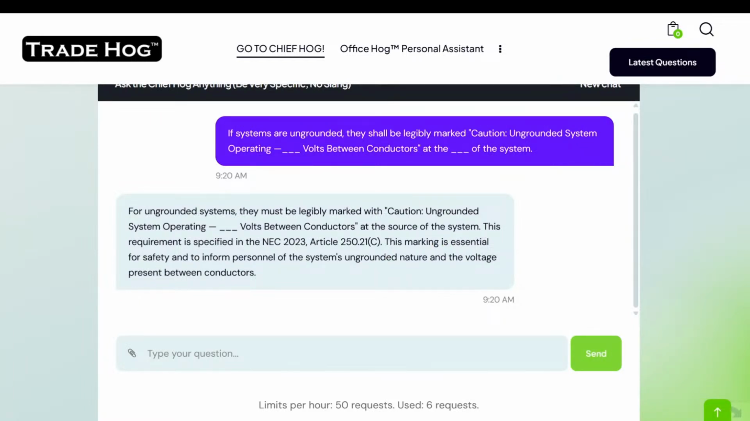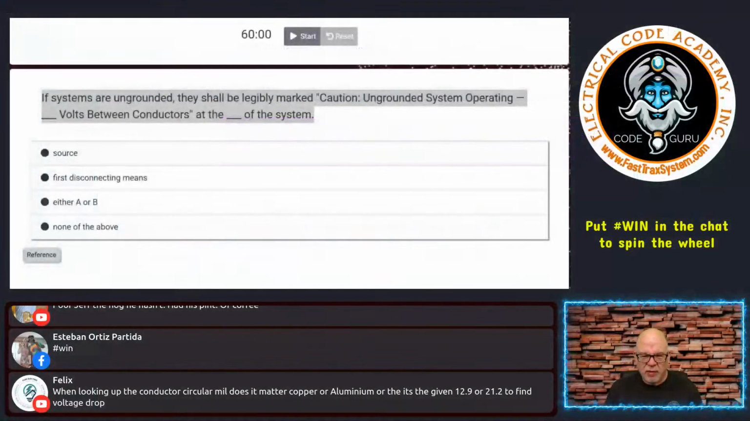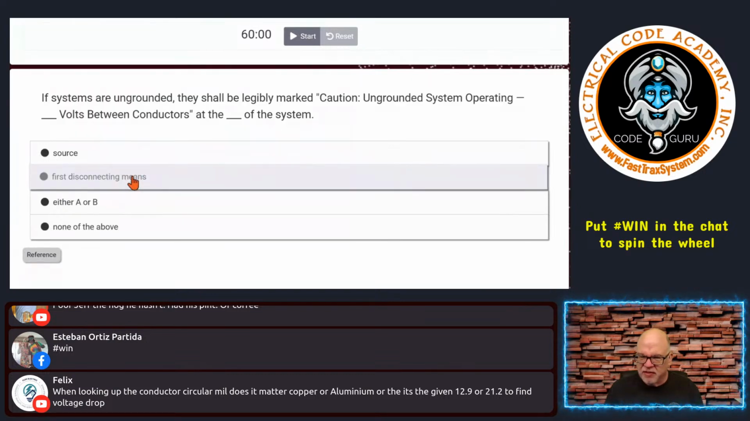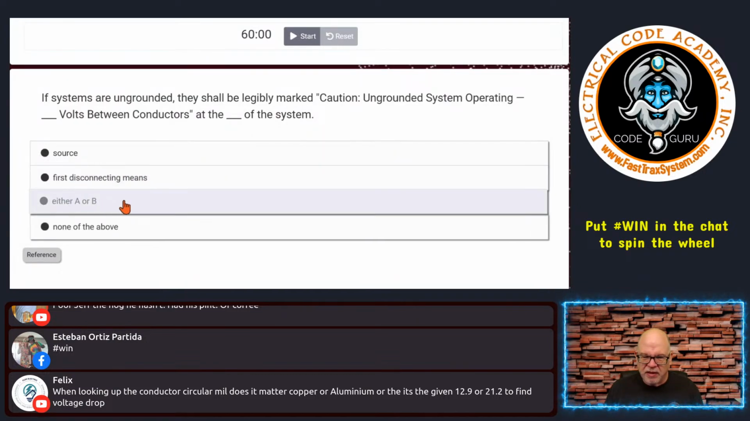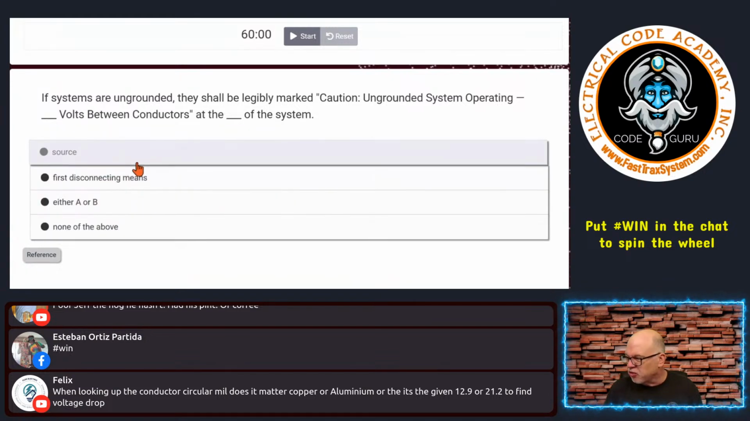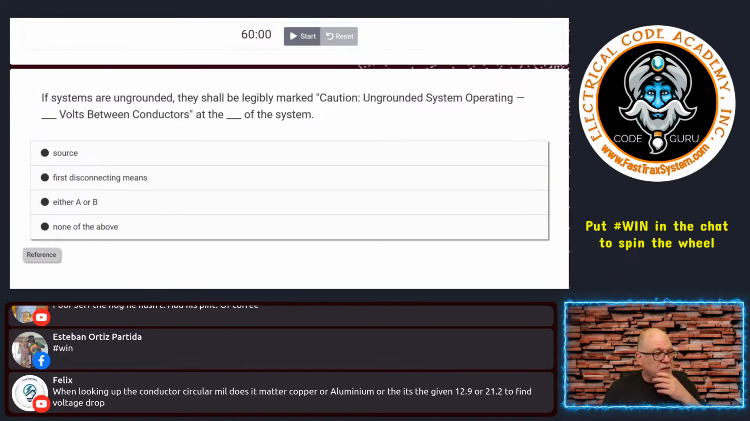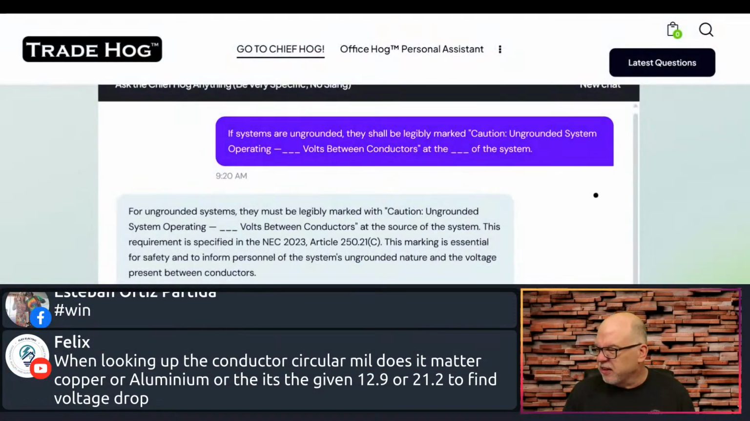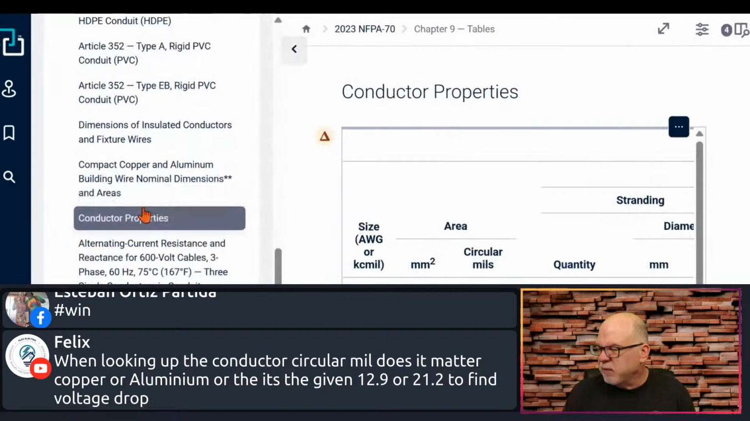So let's go back to the question real quick. So we have an option of source. We had an option of first disconnecting means. Now we have either A or B, no, or none. Well, we saw that it said source, right? But the hog also gave us what? The hog also gave us code references, right? In 220.21, okay? So let's see here. It gives us some code references to go look at. 220.21c. So we'll go here real quick. And we'll sit here. And we'll just go down and see.